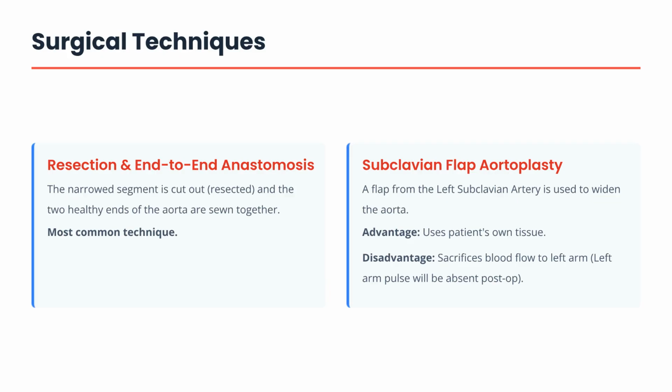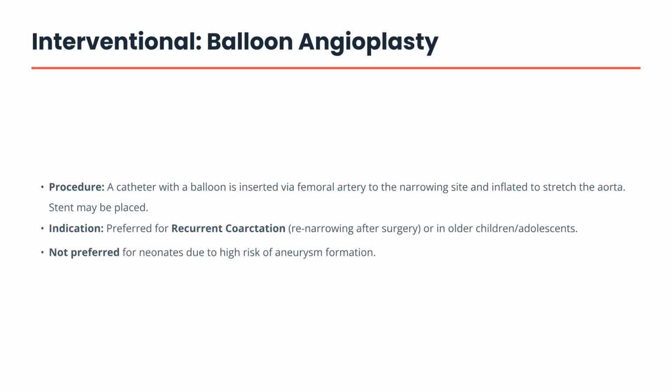The most common surgical technique is resection and end-to-end anastomosis. Another method is subclavian flap aortoplasty, which uses a flap from the left subclavian artery to widen the aorta. A key disadvantage is the potential sacrifice of blood flow to the left arm.